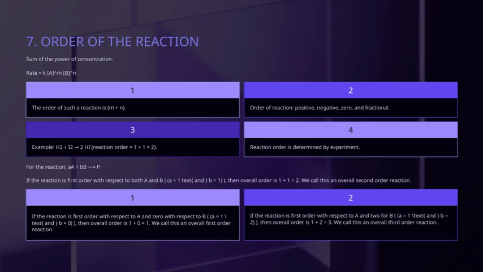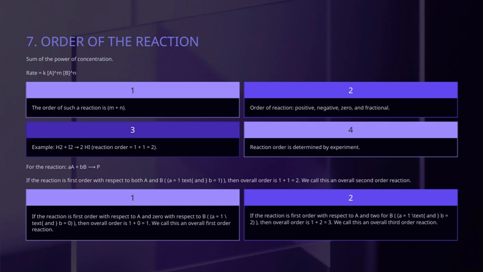To put this into context, consider the reaction A plus B goes to P, for example, the reaction H2 plus I2 forming 2HI. The reaction order here is the sum of the powers of the concentrations, which are m and n, so the reaction order equals m plus n.